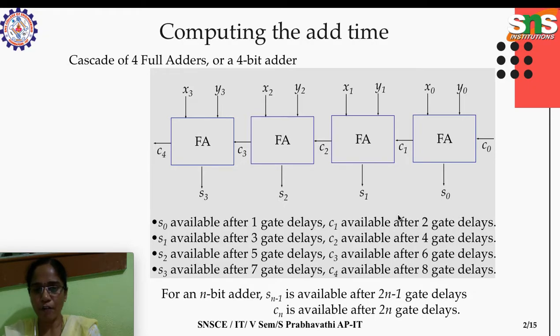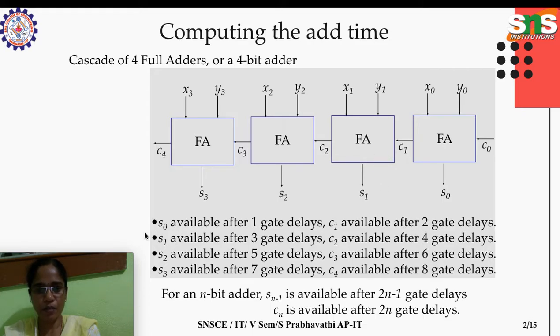After getting carry 1 after 2 gate delays, the next bit of the full adder gets operated. So S1 will be available after 3 gate delays. Why 3? Because C1 takes 2 delays, and to produce S1 it needs to pass through one more XOR gate, so totally 3 gate delays. And C2 has to wait to get the C1 result. C1 will be received only after 2 gate delays, and C2 also has to pass through 2 gate delays, so 2 plus 2 is 4.